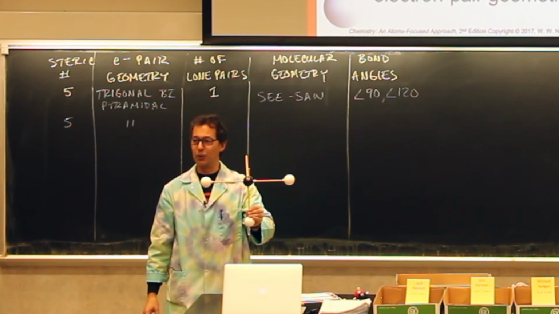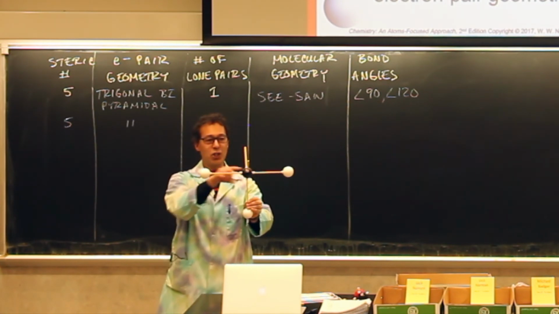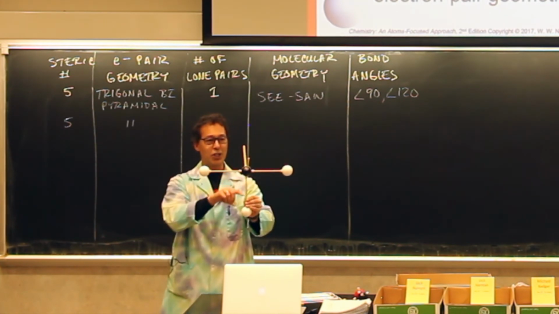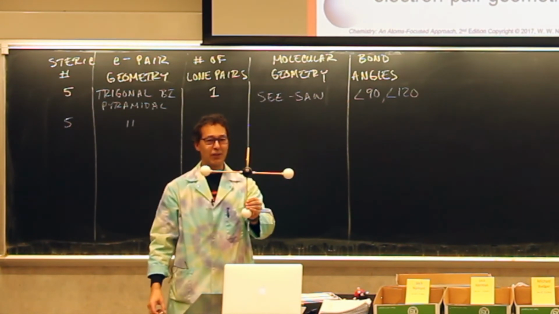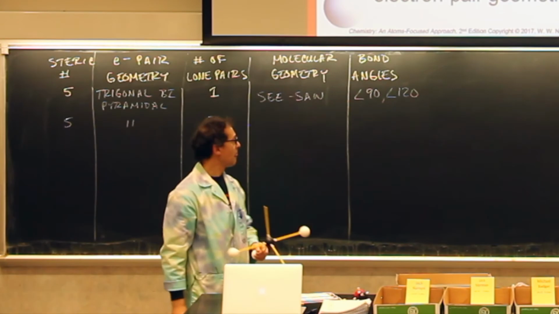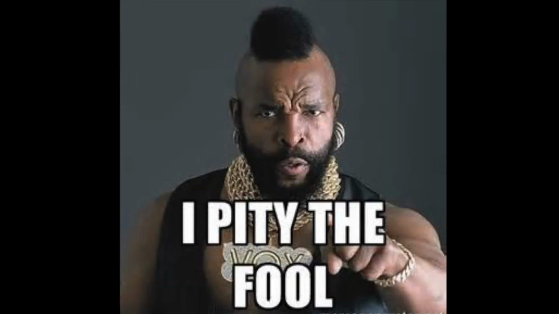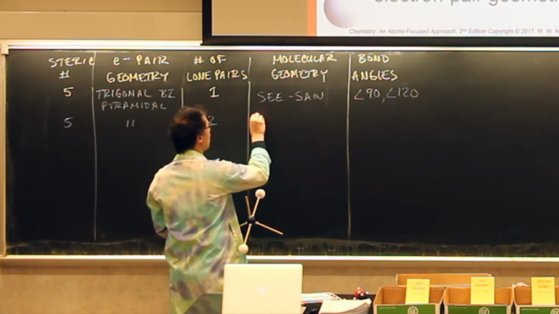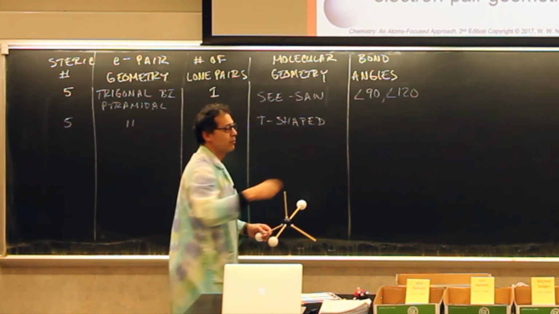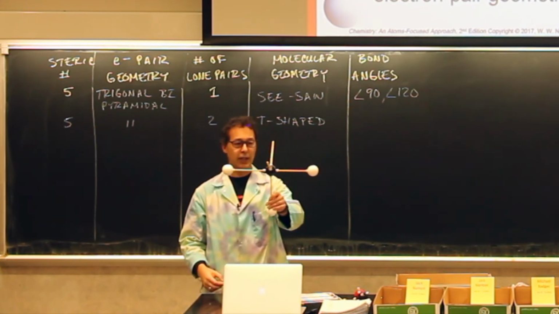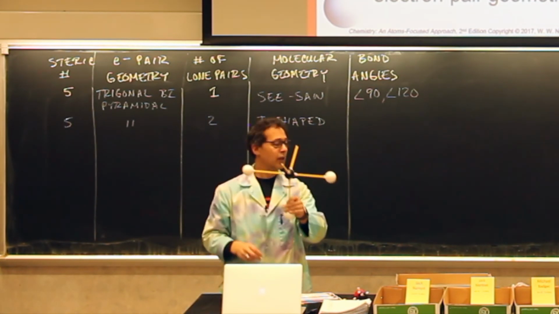I pity the fool. This is T-shaped, like Mr. T, like the A-Team from a TV show before you were born. Never mind. Okay, so this is called T-shaped. He made a movie with Bradley Cooper. Okay, this is T-shaped. All right.